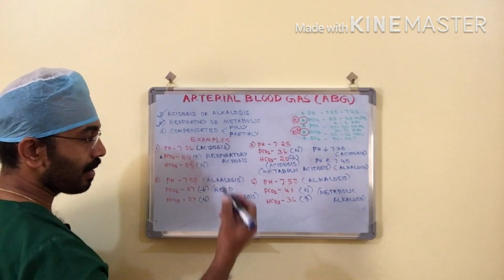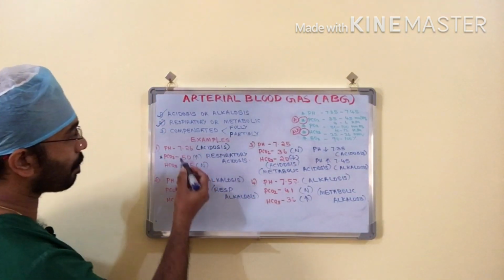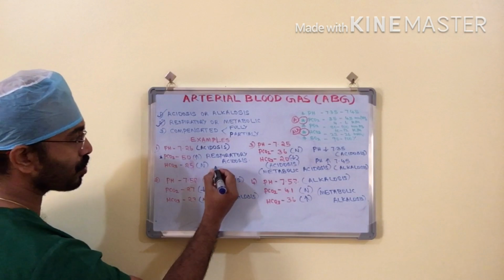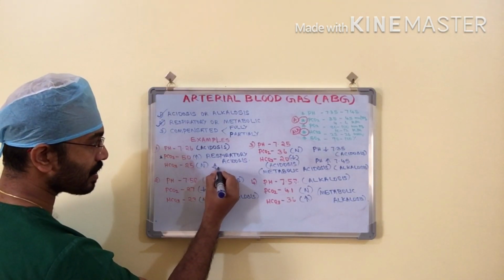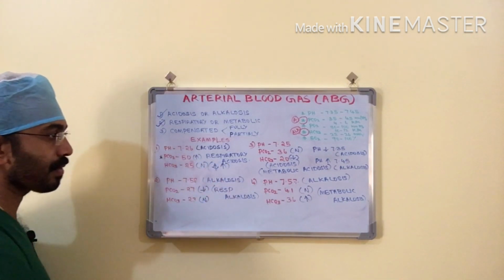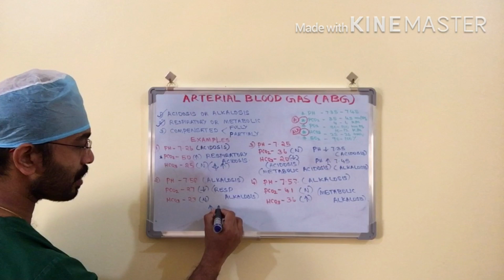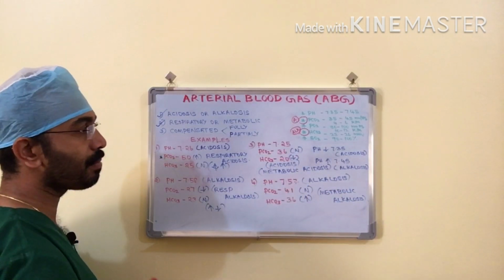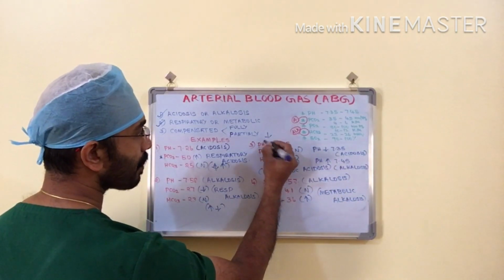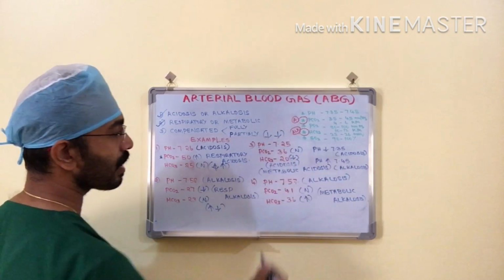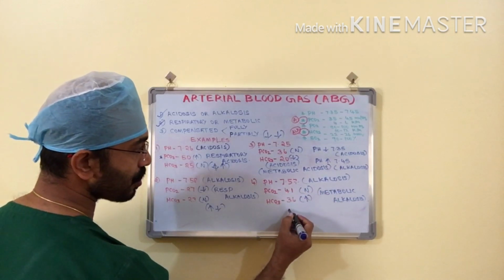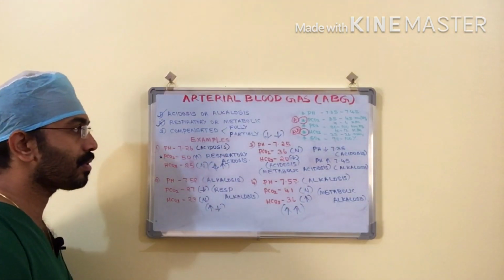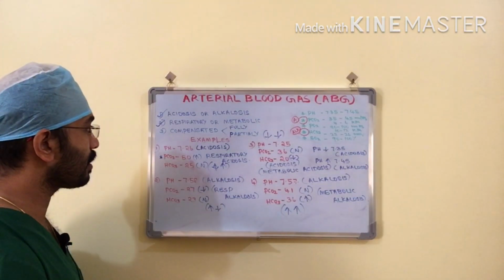One more tip I will tell: during respiratory cases, both the parameters will be in the opposite direction. The pH and PCO2 will be in the opposite direction. Here pH is low and PCO2 is high. Here the pH is high, the PCO2 is low. In metabolic states, both the parameters will be in the same direction. pH is low and the bicarb is also low. And here in metabolic alkalosis, the pH is high and the bicarb is also high. So this is a step if one of the parameters is normal.